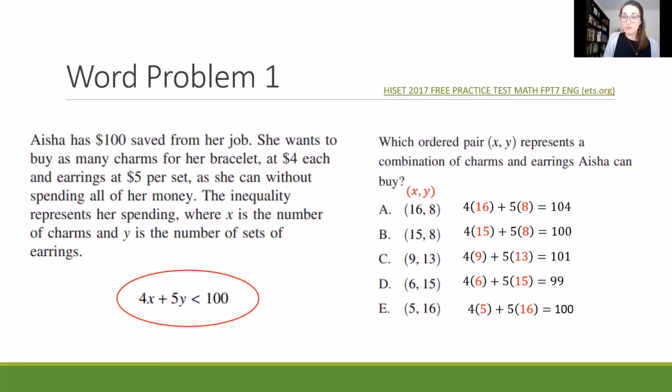Well, we have 104 for the first one, 100 for the second one, 101 for the third one, 99 for the fourth one, and 100 for the fifth one. So if we plug this in and look at them as the answer is less than 100, which is the only one that will work here? That's right, it's letter D, 99 is less than 100. So when they ask which ordered pair will work in this particular inequality, we're looking for D, (6, 15).